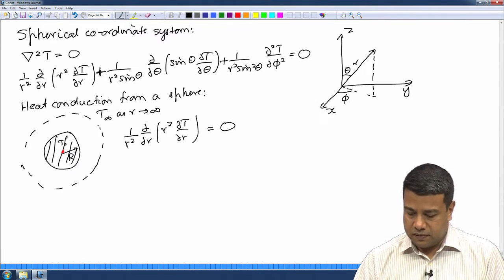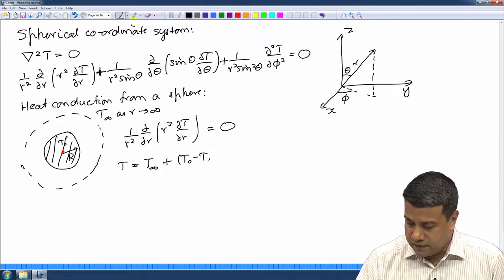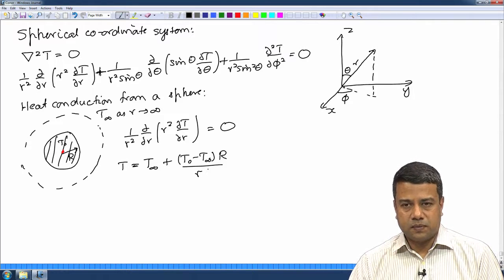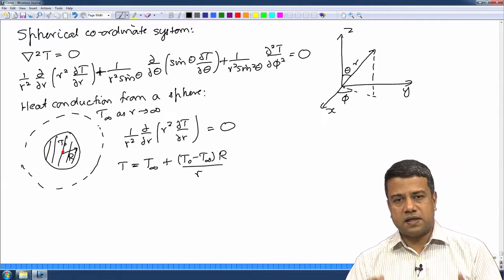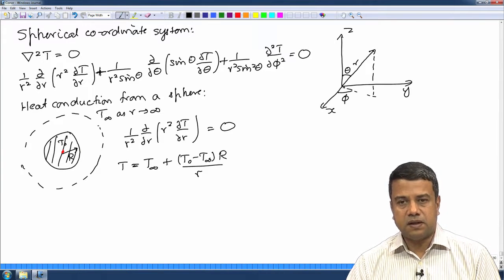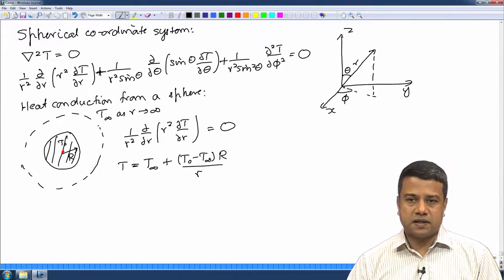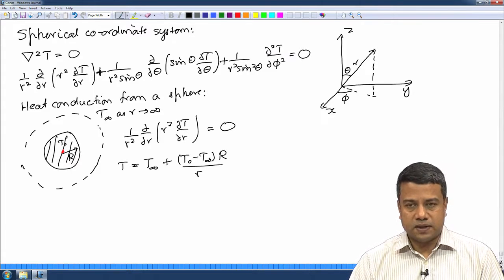This we had solved to get the temperature: T infinity plus (T naught minus T infinity) times capital R by r. The temperature decreased as 1 over r, if you recall. The temperature gradient decreased as 1 over r square, and since the surface area at any location increases proportional to r square, the total heat coming out is a constant, at any radius r that you take. The flux has to decrease as 1 over r square, so that when it is multiplied by the area, which increases as r square, you get something that is a constant.